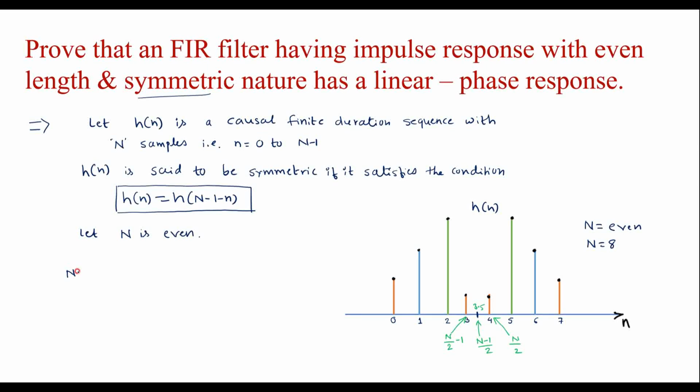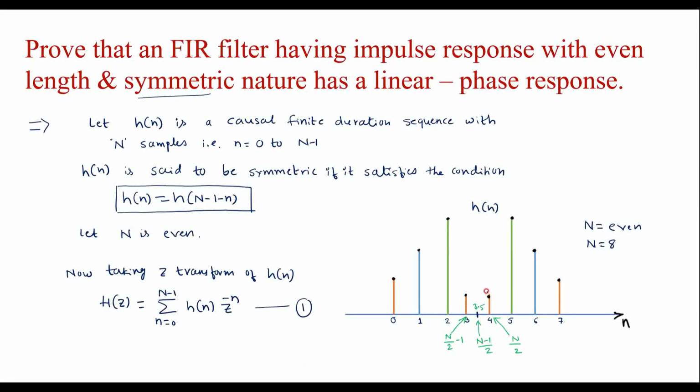So now, taking the Z transform of h of n. We know that the Z transform of h of n is represented as H of z is equal to summation n equal to 0 to N minus 1 of h of n z power minus n. This is the general formula of the Z transform. We'll call it equation 1.